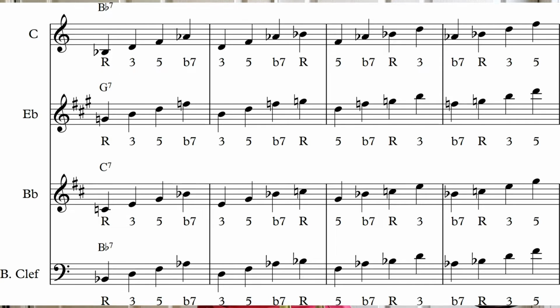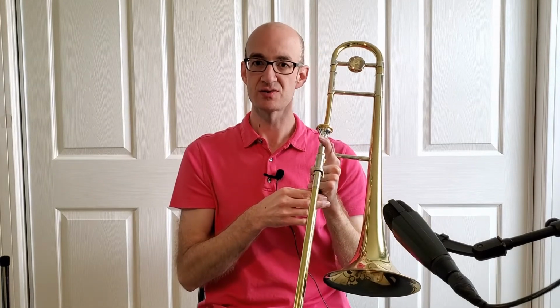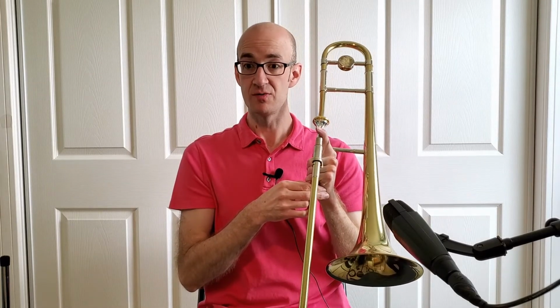I would invert it again. And then again. And that would be a great practice strategy for each one of these chords you're trying to get together. We could also do it moving down.